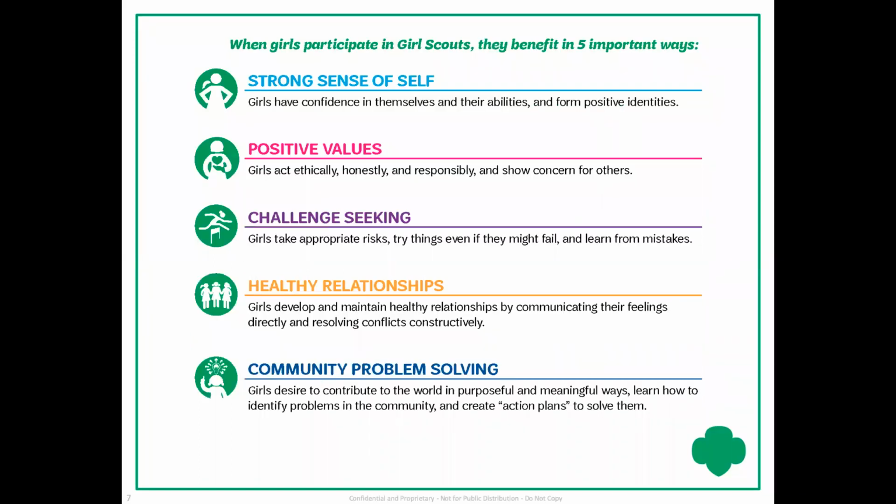I wanted to include this slide to go a little bit more into what it means. When we talk about the outcomes and we say positive values, what does that exactly mean? So this gives you a little bit of examples. Girls are going to act honestly, responsibly, and show concern for others. That's positive values. Those are key things. How are you going to make sure that the girls are learning those?